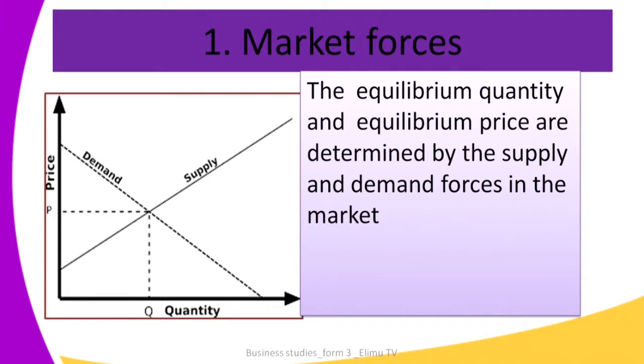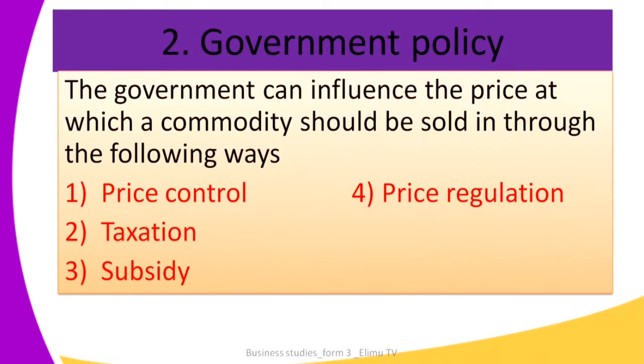So the demand and supply curves, which we refer to as the market forces, determine the price of a product. The price at which a product is sold is the equilibrium price, and the amount of goods supplied is the equilibrium quantity.